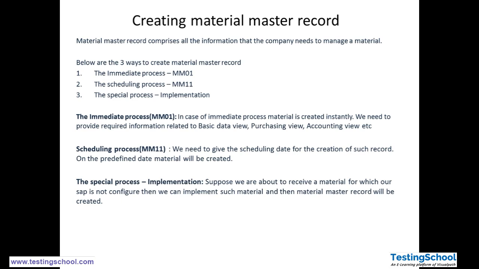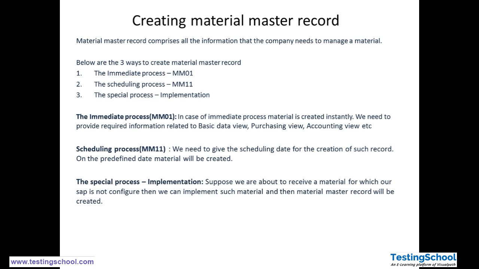Material master record comprises all the information that a company needs to manage. Below are the 3 ways to create the material master record. Immediate process, MM01: if you want to create a material right away, you can use T code MM01. We have already seen that navigating this path was time consuming, so it has been given a T code. The moment you press MM01, the material management screen will be displayed. Then scheduling process: if you want to schedule it for some time in the future, you can use MM11. MM11 is the T code.